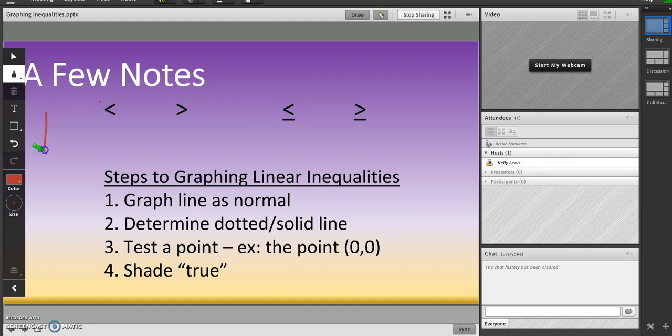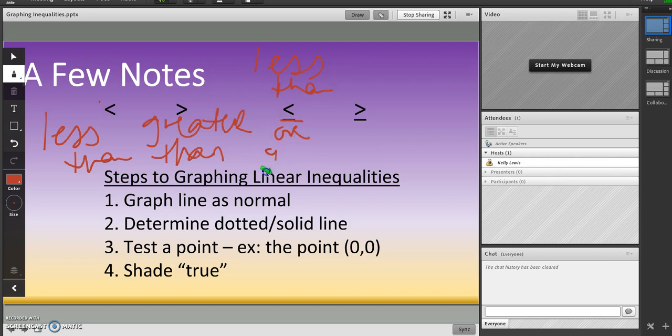Okay, this symbol right here is less than. Here, it is greater than. This is less than, and then you've got the line right there, so it's less than or equal to. And this one is greater than or equal to.